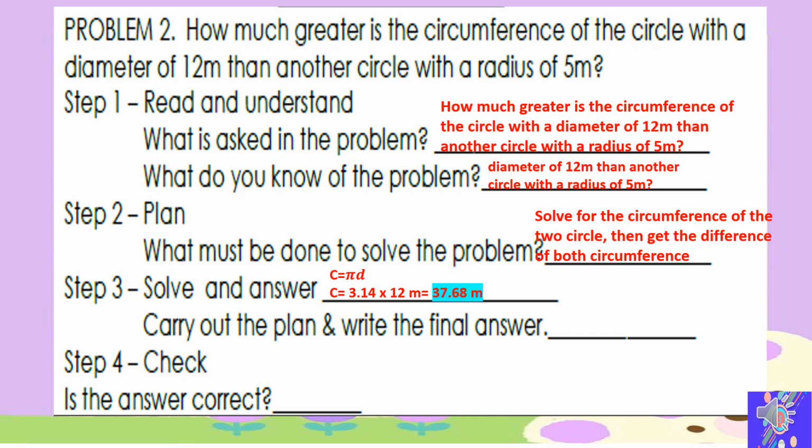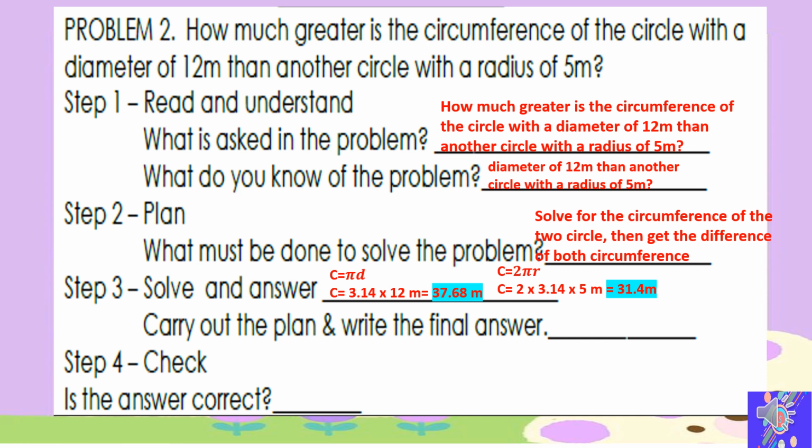And then next, we have to get the circumference of a circle with a radius of 5 meters. So the formula is circumference equals 2 pi r. Okay, so that is equal to 2 times 3.14 times 5 meters. So the answer is 31.4.